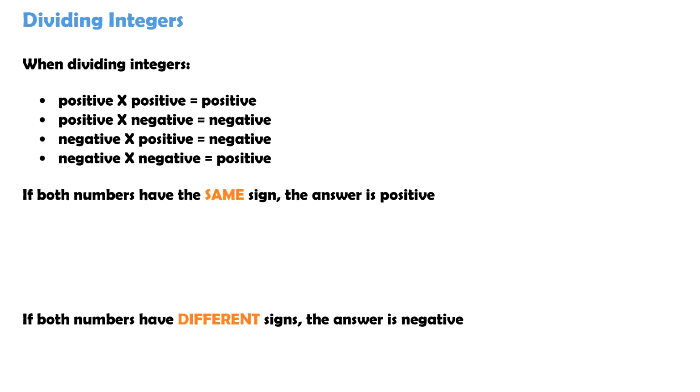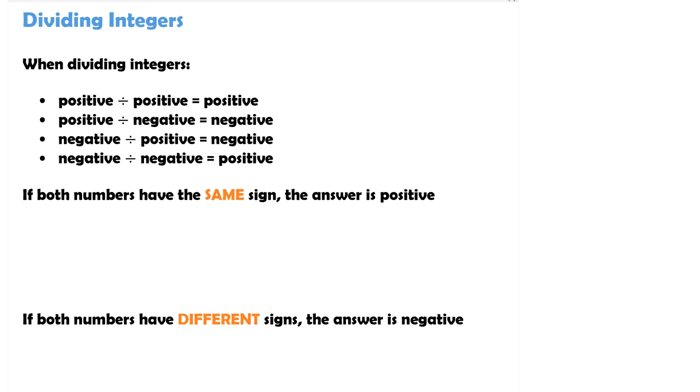In this video, we're covering dividing integers. When you're dividing integers, it works the same way as multiplying. If you have a positive divided by a positive, you get a positive. A positive divided by a negative, you get a negative answer. A negative divided by a positive, you also get a negative answer. And then a negative divided by a negative gets you a positive answer.